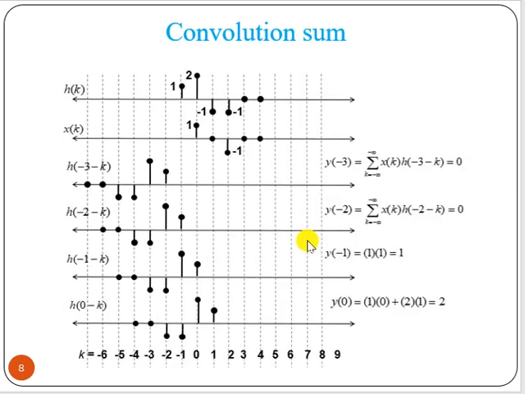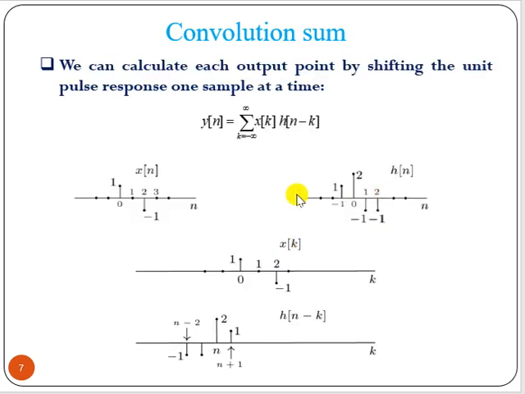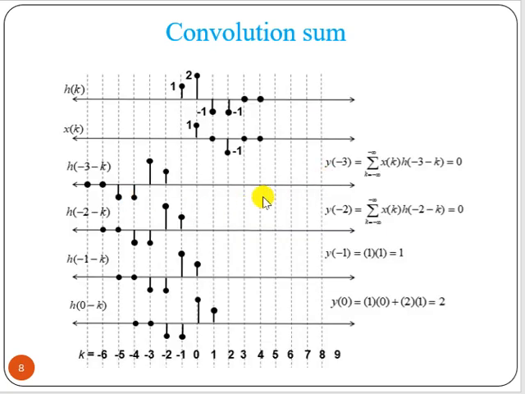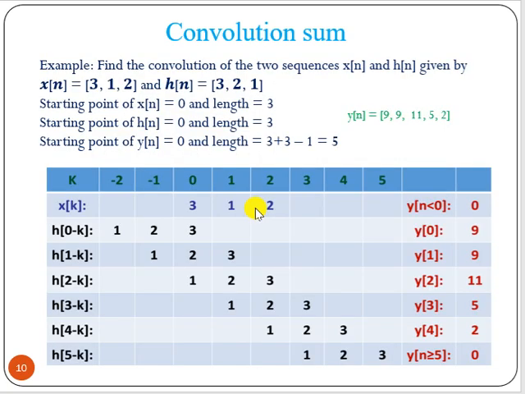Now this is really time consuming to perform this kind of operation. We have only 4 and 3 data, so it is easy. If the data is more, then it will be a tedious job to find out. Now let us take an example of the tabular method. Say we have xn and hn given.